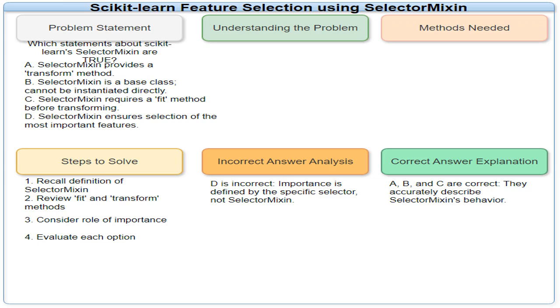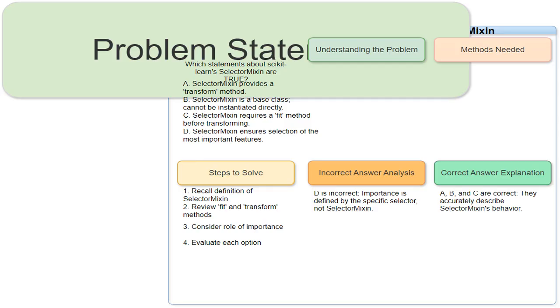This is the title of the machine learning problem I'm tackling. I'll be focusing on a specific part of Sklearn, which is a popular Python library for machine learning, related to feature selection. Specifically, I'll be looking at how the SelectorMixin class works. Here's the core question. I need to pick which statements about SelectorMixin from Sklearn's feature selection tools are true.